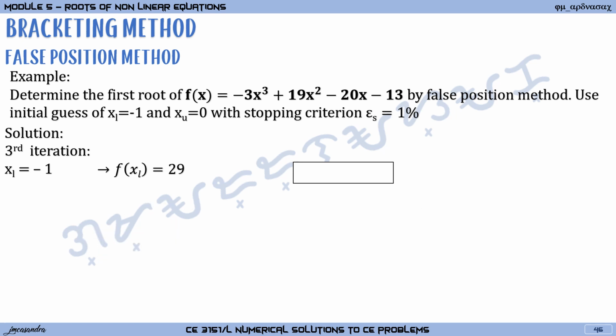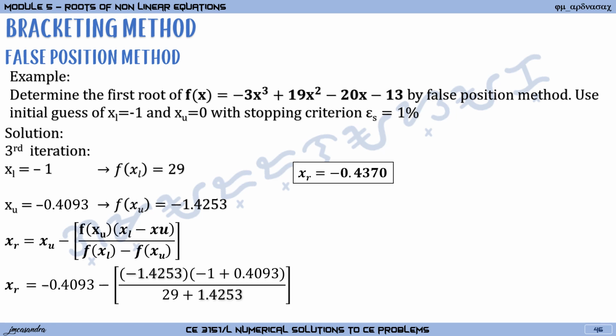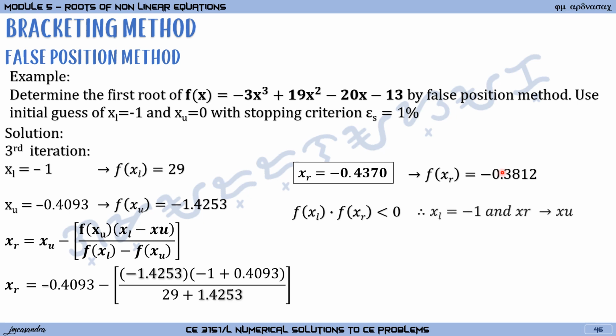Okay, next, our new upper limit is negative 0.4093. So we compute for XR, which will give us a value of negative 0.4370. Compute for the function by substituting XR in the given equation, we get negative 0.3812. And then computing now FXL and FXR, which will yield a negative value. So therefore, it is less than 0. Therefore, our new limit for the next iteration will be between negative 1 and negative 0.3812.